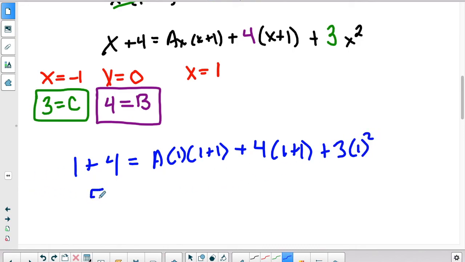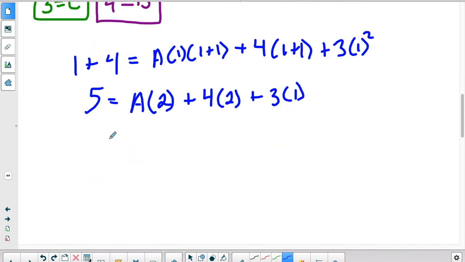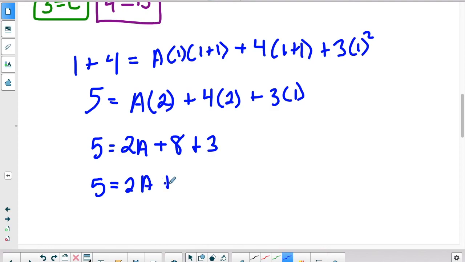Well, 1 plus 4 is 5. A times 1 is a, and then 1 plus 1 is 2, so we're just going through and simplifying. Plus 4 times 2, plus, well, 1 squared is just 1, so we have 3 times 1. Here, a times 2 is 2a. 4 times 2 is 8, plus 3 times 1 is 3. 5 is equal to 2a plus 8 plus 3, and 8 plus 3 is 11.